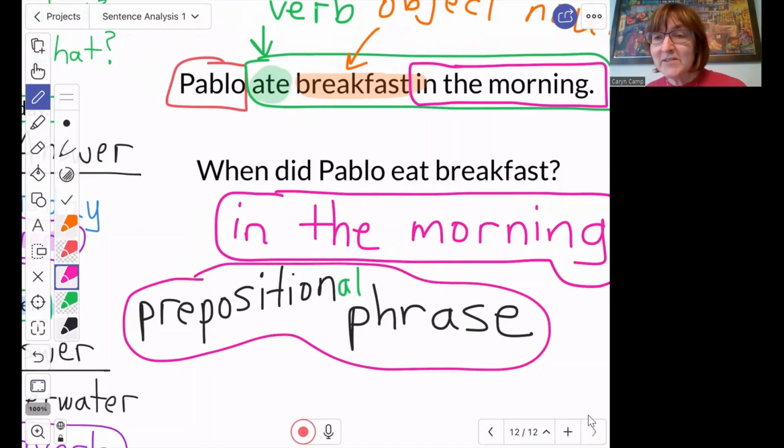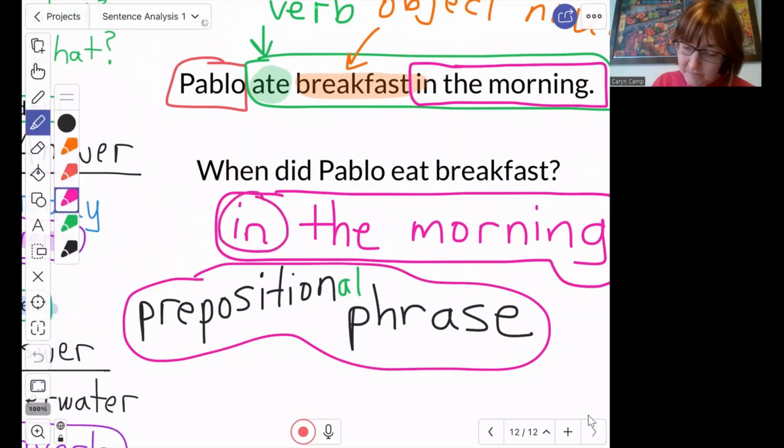a group of words that answers the question when or where. The group of words has to go together. It's just a phrase. There's no subject and a verb. And the very first word, which is this one right here, I'll highlight it. This one right here, in, is going to be a preposition.